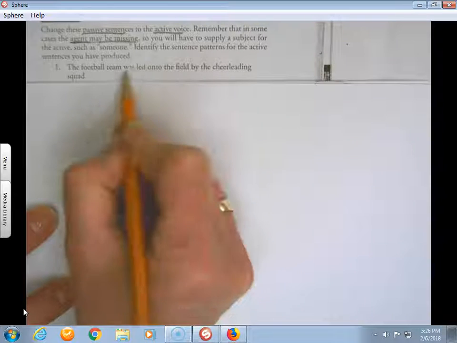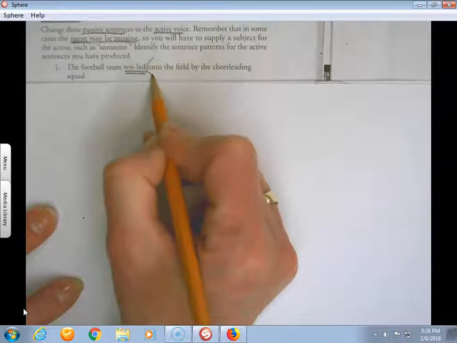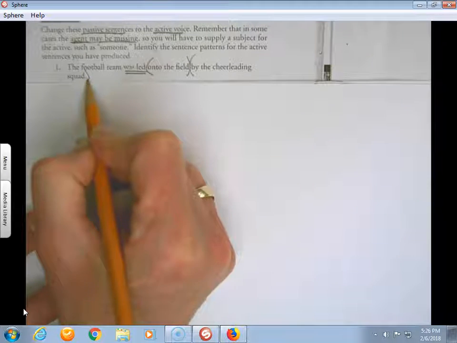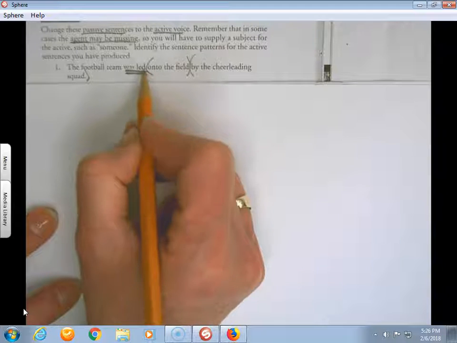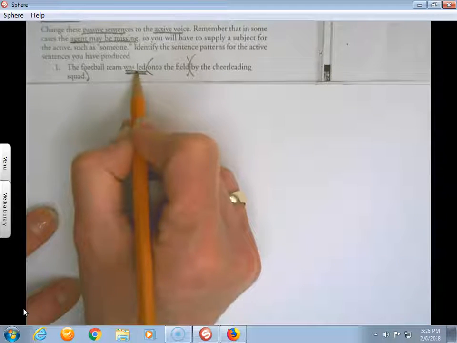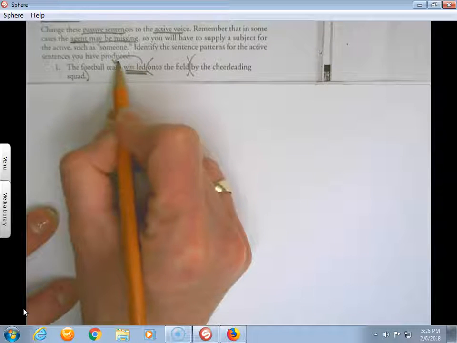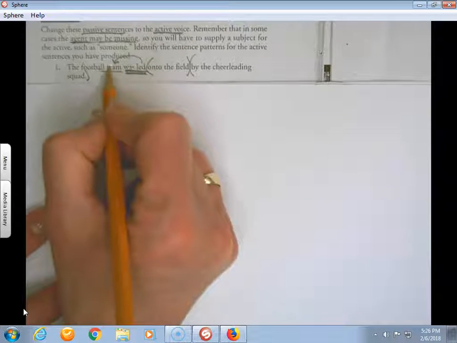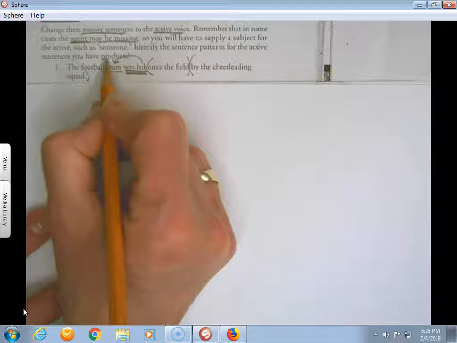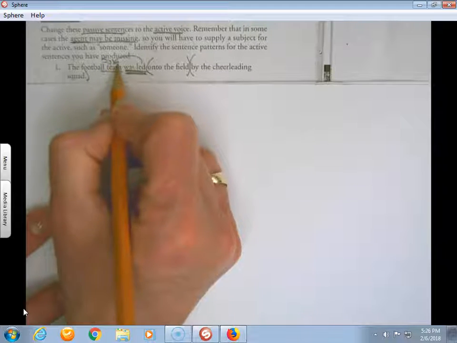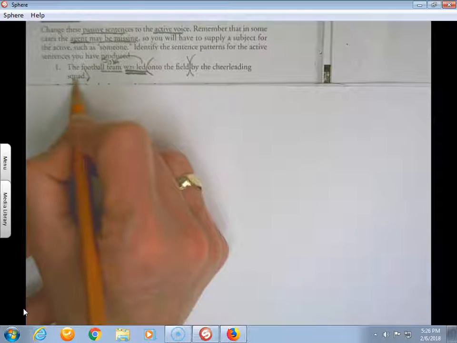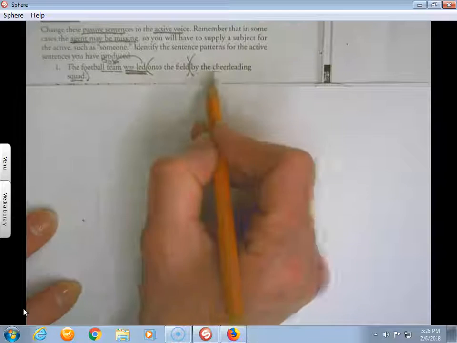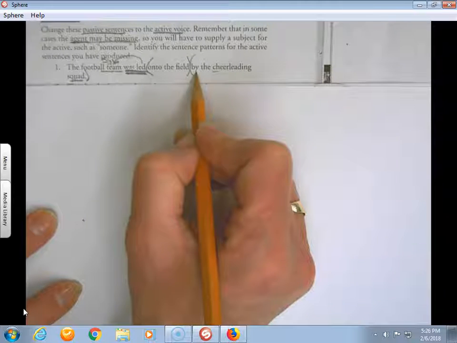All right, so in our first sentence, the football team was led onto the field. Well, the verb here is was led onto the field by the cheerleading squad. So our action is was led. And we want to ask ourselves two questions. Who did the leading and who got led? Well, the football team got led. That's why this is passive, because the subject of the sentence, football team, is also the direct object. They got led. Who did the leading? The cheerleading squad did the leading. Well, right now, cheerleading squad is the object of this prepositional phrase because we're in the passive voice.